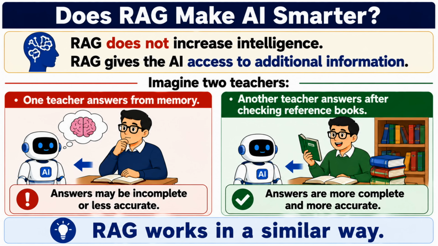Does RAG make AI smarter? RAG does not increase intelligence. RAG gives the AI access to additional information. Imagine two teachers. One teacher answers from memory. Answers may be incomplete or less accurate. Another teacher answers after checking reference books. Answers are more complete and more accurate. RAG works like a teacher who checks the reference book before answering.